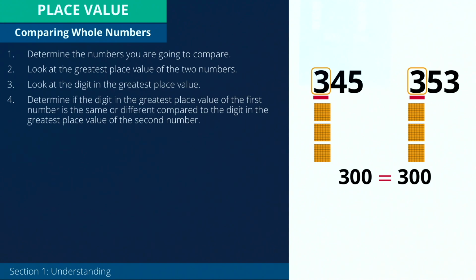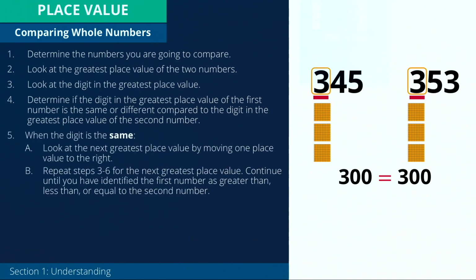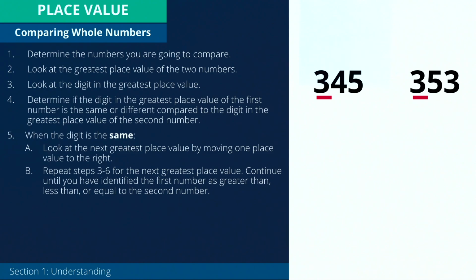And I'm going to determine if the digit in the greatest place value of that first number is the same or different compared to the digit in the greatest place value of that second number. Here I see that 300 is the same as 300. So when the digit is the same, I have to look at the next greatest place value by moving one place value to the right.